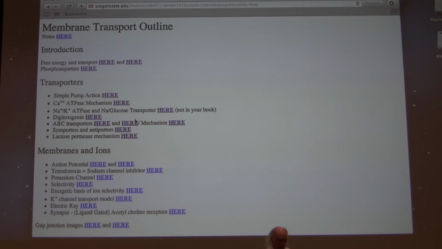Yes, sir? So his question really has to do with the mechanism by which the calcium is pumped out, and to be honest with you, I don't know the mechanism, but it wouldn't be unexpected that you would have them sort of opposite the protein. But I don't know the mechanism. Sorry. Yes?